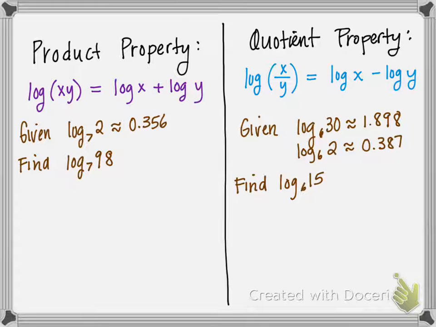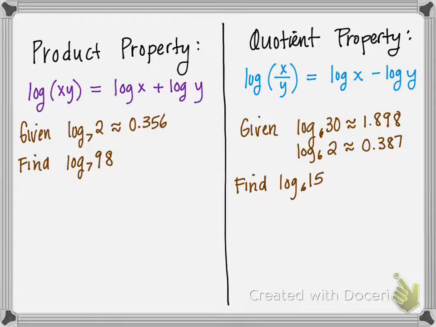In these two examples, we're going to be using the properties of logs in order to find a given log. So for the first one, the product property, if you have terms being multiplied on the inside here of the argument, you can expand as addition. So you separate each variable in its own individual log, and you put a plus sign in between them.